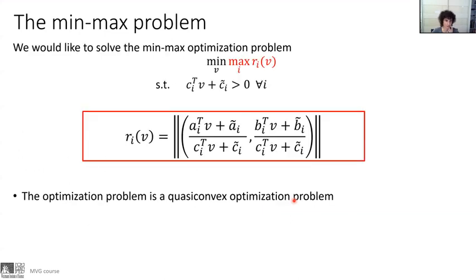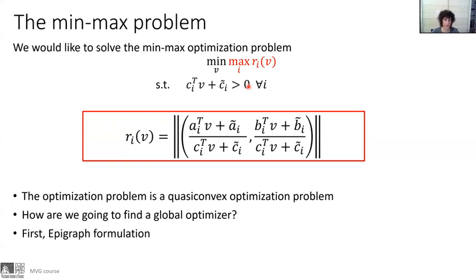Okay, so this we would like to solve. This is the residual. And actually, now we can say that we have a quasi-convex optimization problem. Why is it? Because the residuals are quasi-convex, and therefore the maximal residual is also quasi-convex. This constraint is a convex constraint. So we have a quasi-convex optimization problem, okay? But still we need to explain how to find the global optimum. We don't know yet how to do it, okay?